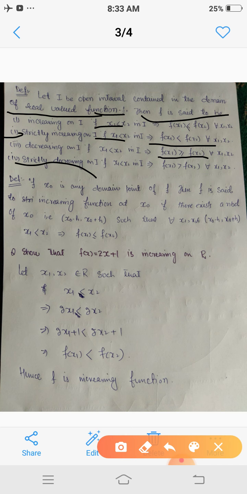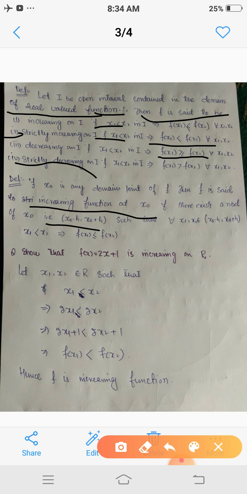But how do we define increasing, decreasing, strictly increasing, or strictly decreasing function at a point? If x0 is a domain point, then f is said to be increasing at x0 if there exists a neighborhood. A neighborhood means an open interval containing the given point. That interval is simply called the neighborhood of this point. If we consider the interval x0 minus h to x0 plus h, then this is an open interval containing x0, because x0 is greater than x0 minus h and x0 is less than x0 plus h, which implies that x0 belongs to this interval.